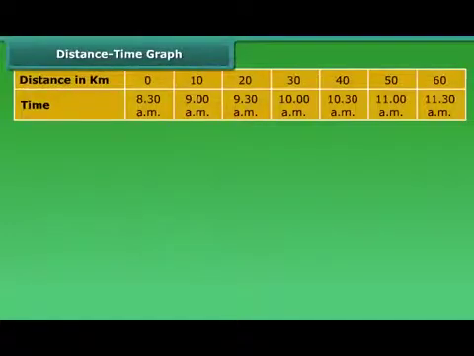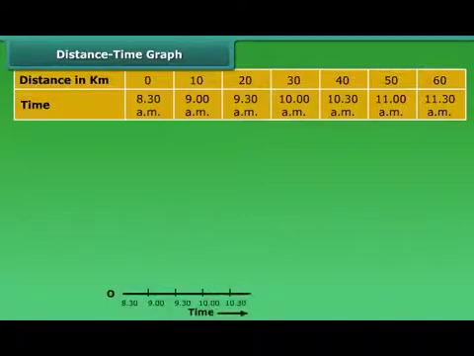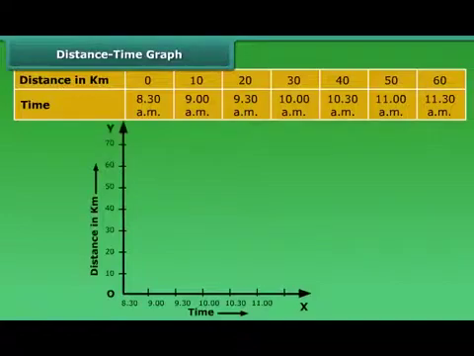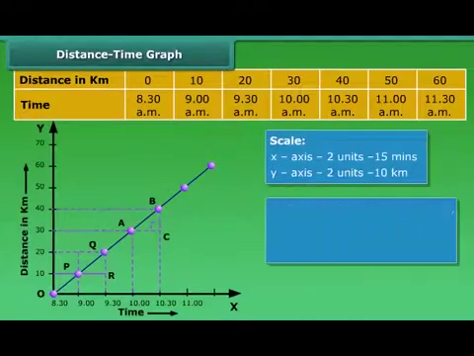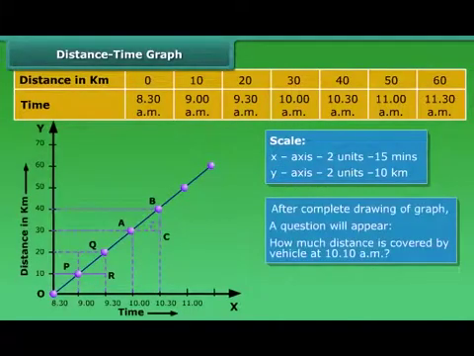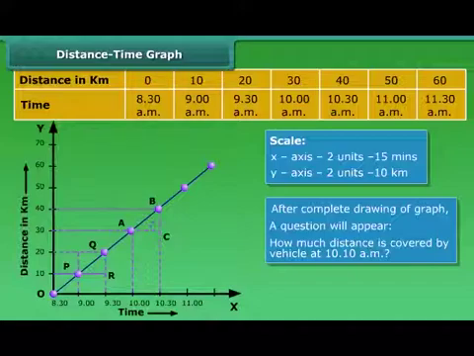Motion of objects can be presented in pictorial form with the help of distance-time graph. For this purpose, first draw a horizontal line to represent the x-axis and a vertical line to represent the y-axis and mark them as OX and OY. Measure time along the x-axis and distance along the y-axis. Mark values for the time and the distance on the respective axes. Now plot the points on the graph paper, each point representing a specific combination of distance and time values.